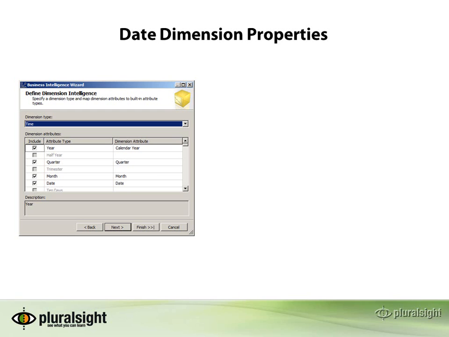There's an option in that wizard to define dimension intelligence. And so for the date dimension, we would specify a dimension type of time, and then we would specify the attributes that we've included in our dimension and map those attribute types to standard attribute types. For example, we have an attribute called calendar year, which maps to the standard attribute type of year. Quarter maps to quarter, month maps to month, and date maps to date.